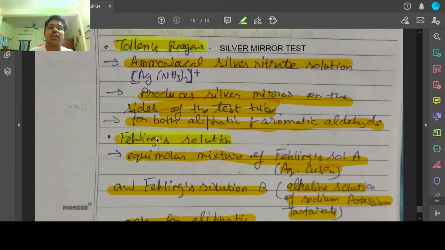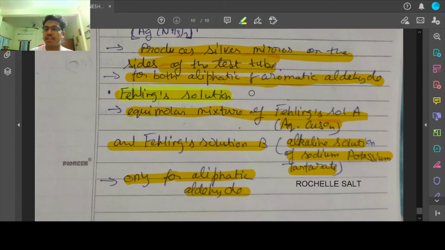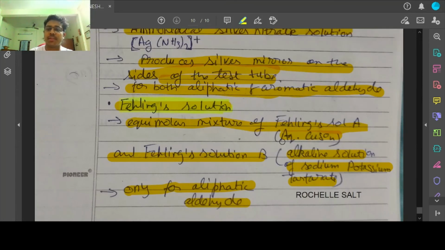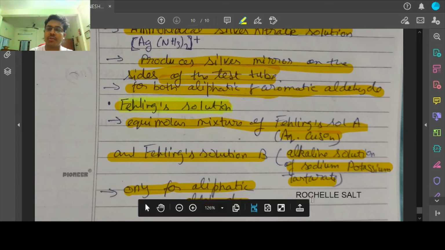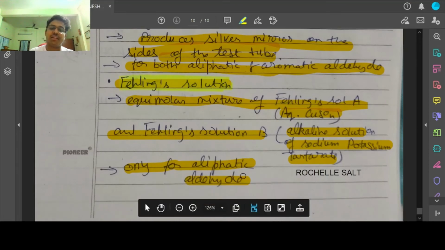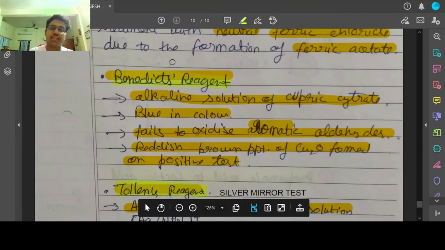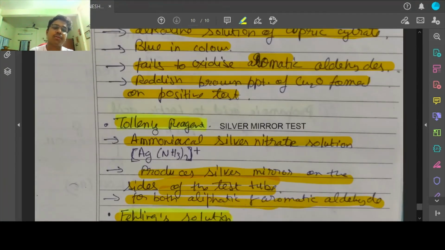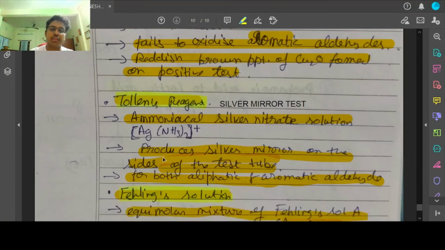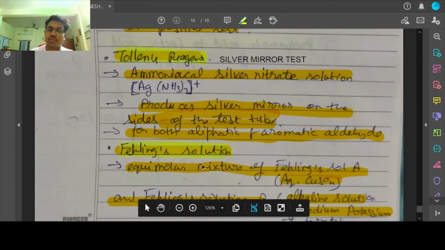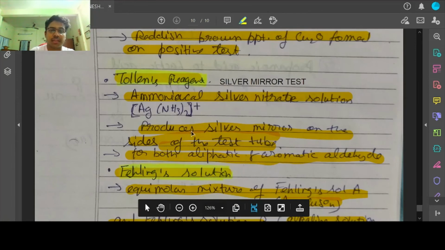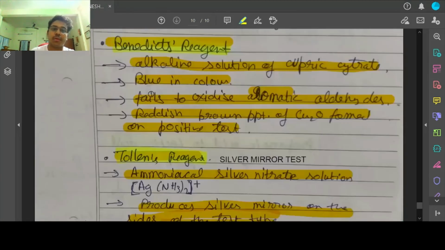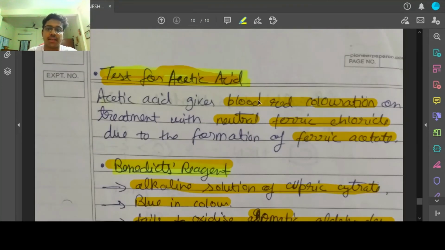Now comes Fehling solution. Fehling solution is a mixture of Fehling solution A and B. What is A? Aqueous CuSO4. What is B? Alkaline solution of sodium potassium tartrate, or Rochelle salt. It only works for aliphatic aldehyde. Just go through these three reagents properly. These are very confusing, and you need to go through them multiple times. I have repeated things twice or thrice so that it becomes easier for you to remember. Note the difference between the three reagents. This is very important. And the test for acetic acid you also know.